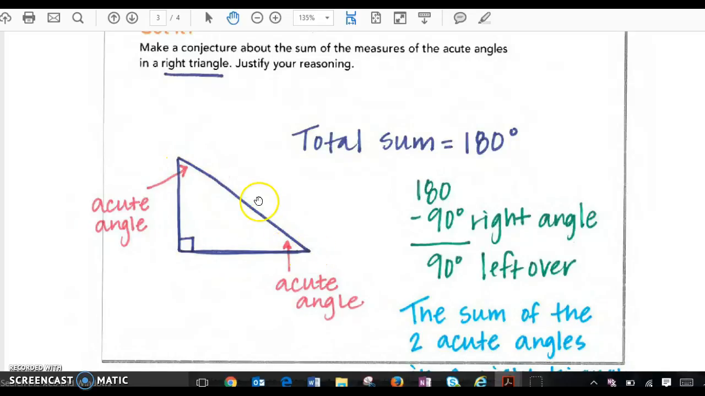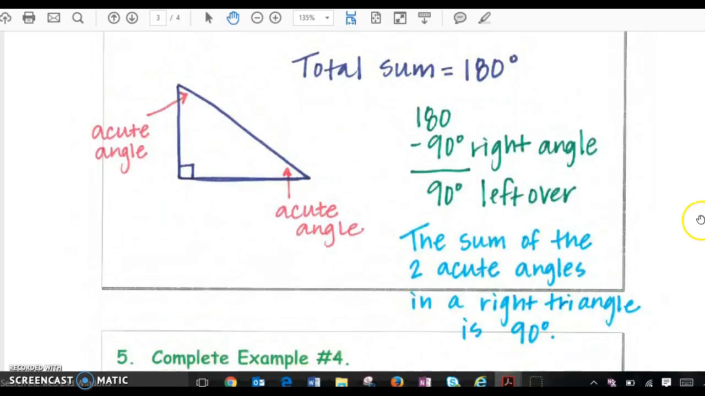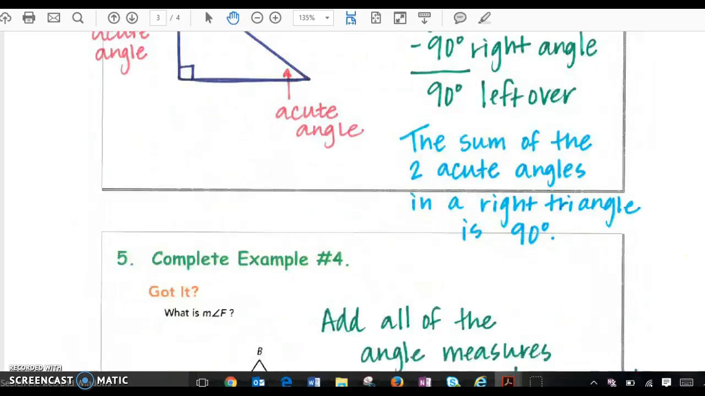We know that when we add up all three of the inside angles of the triangle, it's 180 degrees. Subtract the 90 degrees that you know, you're left with 90 degrees. So what do you know about the acute angles? That they have to equal 90 degrees as well. So again, you take out the 90 degrees for the right angle, you have 90 left over, so I know that the two acute angles, whatever they are, add together to get the remaining 90 degrees.